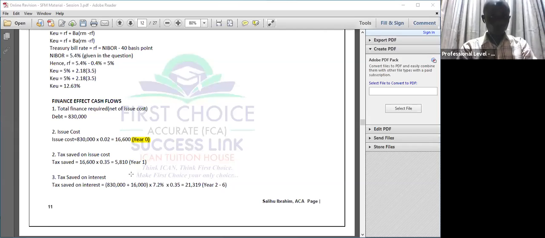So let us continue. Our tax saved on interest now is going to be from year 2 to 6, because tax is paid a year in arrear. Our tax saved is going to occur from year 2. That is, the tax you are saving in year 1 is going to be applicable in year 2, for 5 years. That's why we have year 2 to year 6.